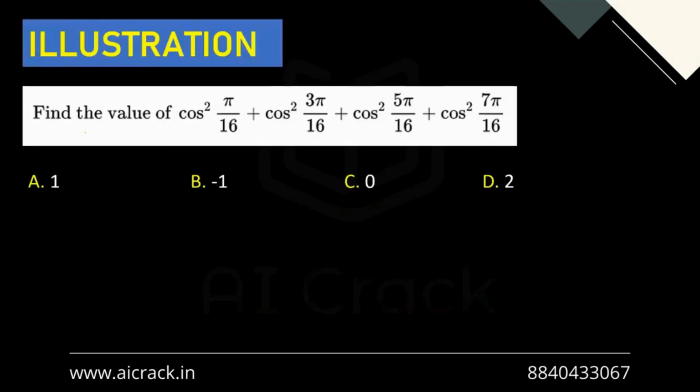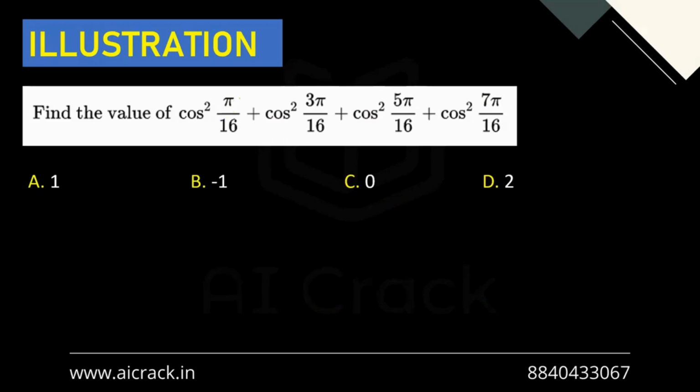Now let's look at this example. Find the value of cos square pi by 16 plus cos square 3 pi by 16 plus cos square 5 pi by 16 plus cos square 7 pi by 16. Now, if you're an absolute beginner, there should be two things that come to your mind when you see these kind of problems. The first thing is symmetry.